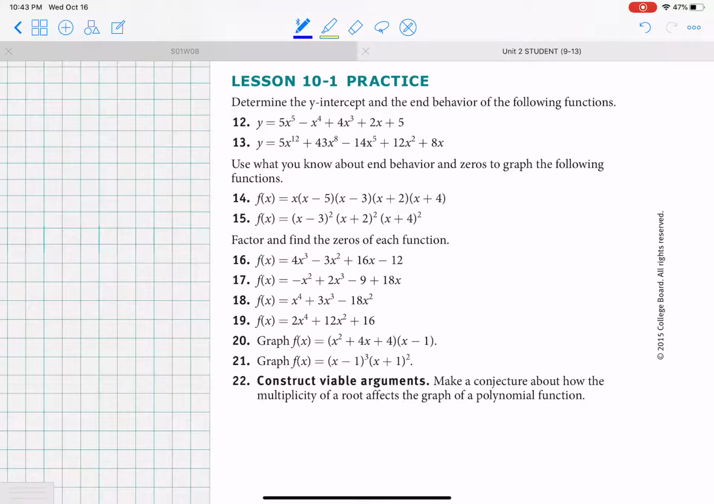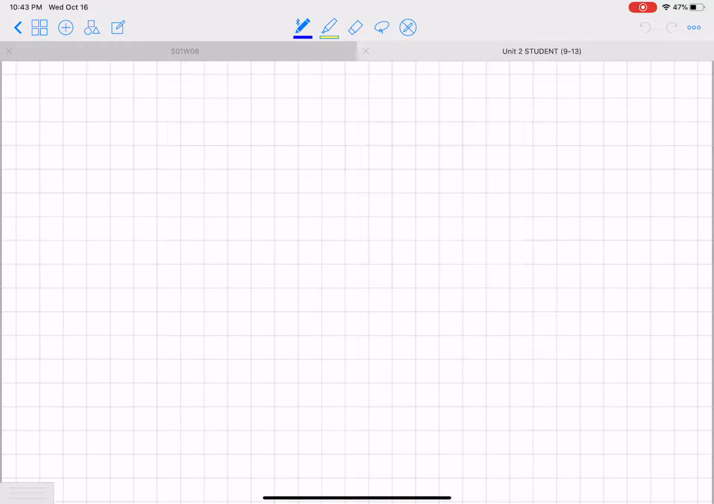First one we're going to do is number 12. Number 12, our function was y equals 5x to the 5th minus x to the 4th plus 4x to the 3rd plus 2x plus 5. So we are in standard form because we see no parentheses and we're going from biggest degree to the lowest. The instruction said to determine the y-intercept and the end behavior of the following functions. So for end behavior, we need degree and leading coefficient.